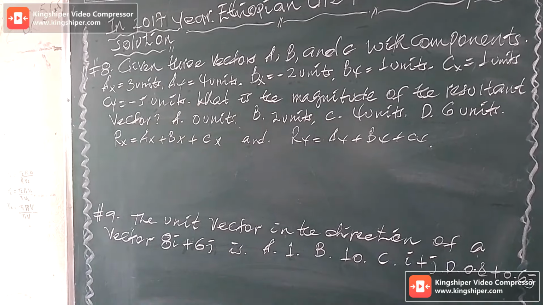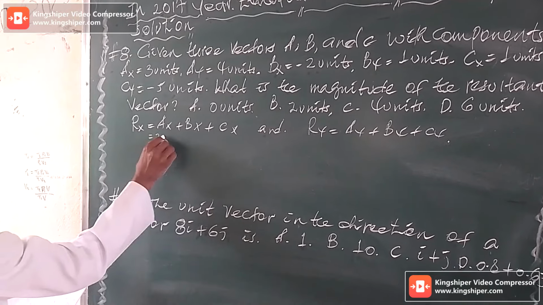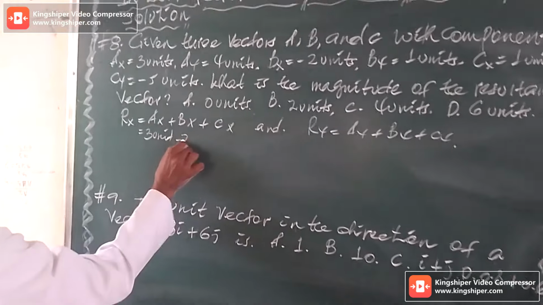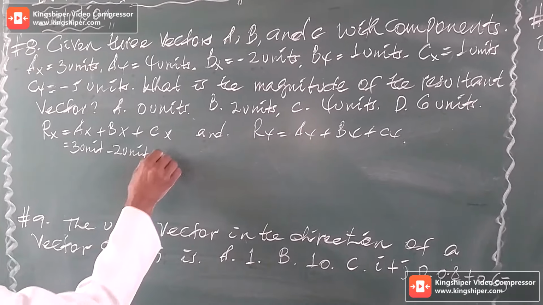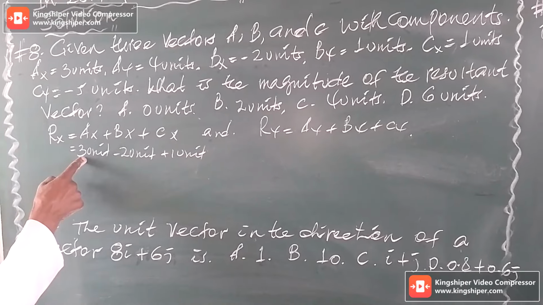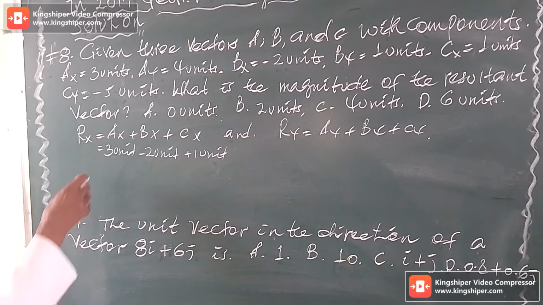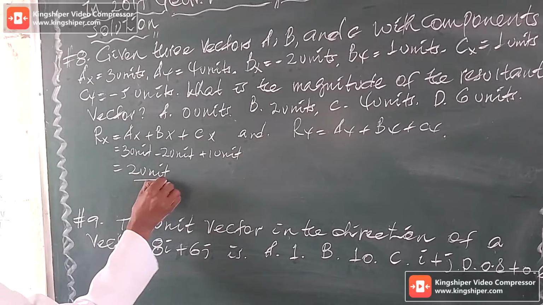And from the given, when we collect in one, Rx equals 3 units minus 2 units plus the second one, which is 1 unit. So 3 minus 2 is 1, and 1 plus 1 equals 2 units. 2 units in case of this one.